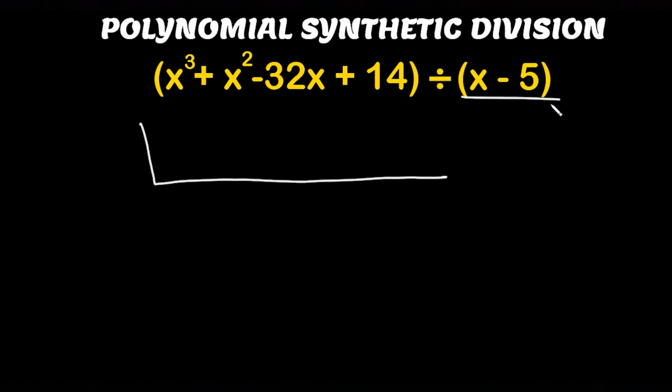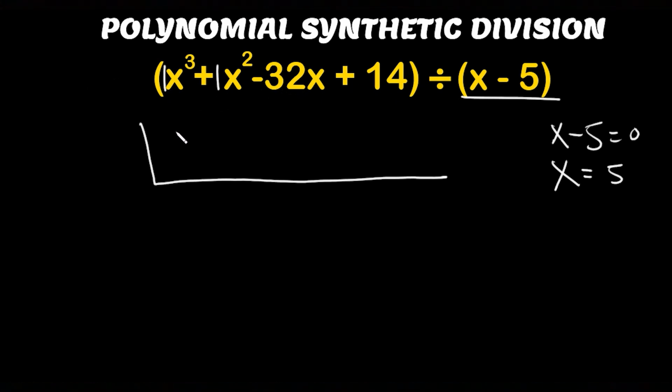You set it equal to 0 and solve. Super easy. So if it's x minus 5 equal to 0, when I solve it, I get x is equal to 5. Okay? So from here, I'm simply just going to list out all of my coefficients. I do not need to include the variables here, unlike with long division where you have to include the variables. So right here, I have a coefficient of 1, negative 32, and 14.